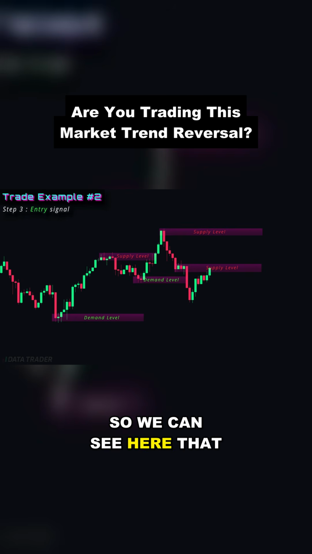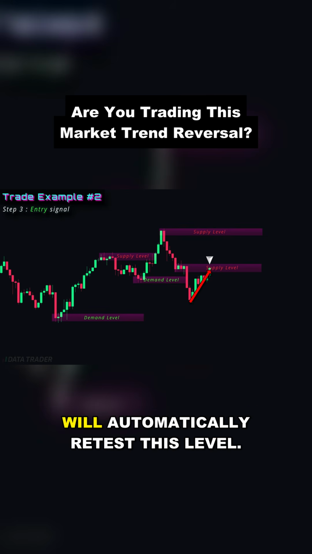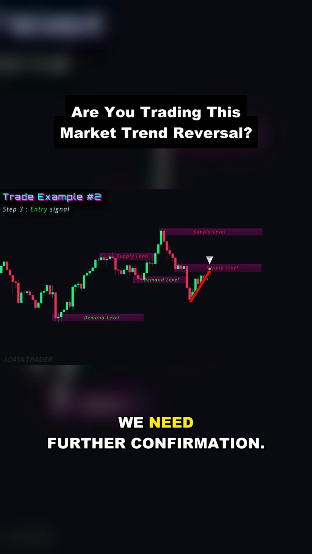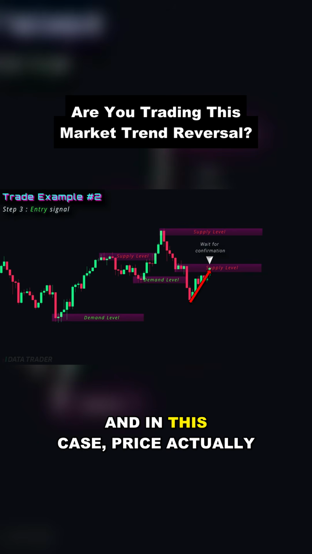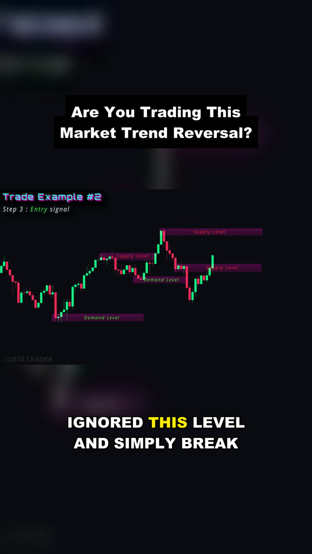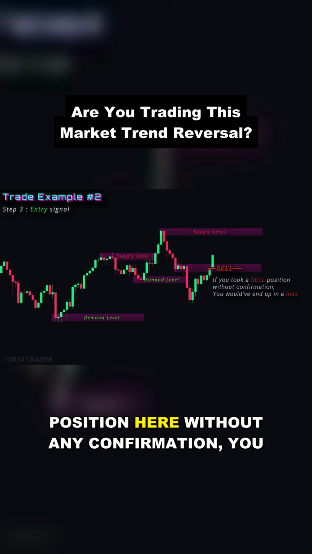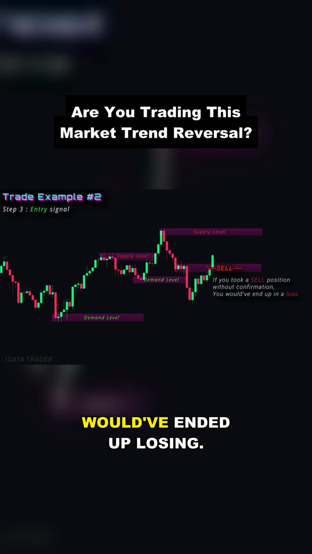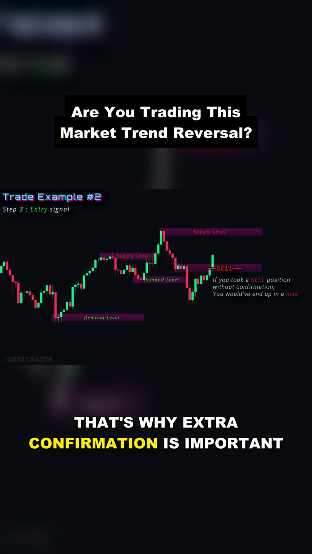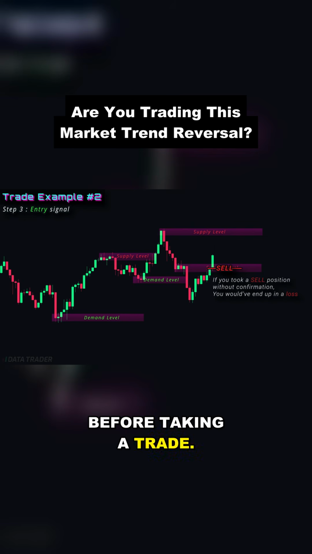So, we can see here that price approaches this first supply level. However, it doesn't mean that it will automatically retest this level. We need further confirmation. And in this case, price actually ignored this level and simply broke right through. Now, had you taken a sell position here without any confirmation, you would have ended up losing. That's why extra confirmation is important before taking a trade.